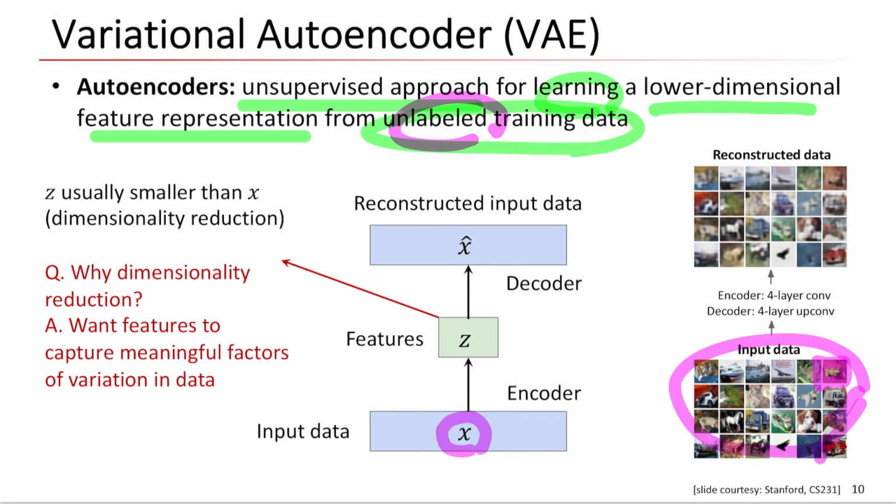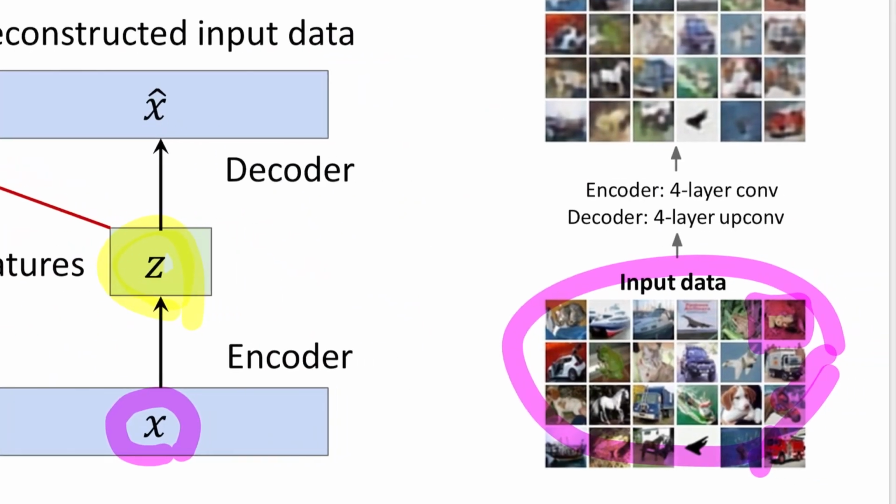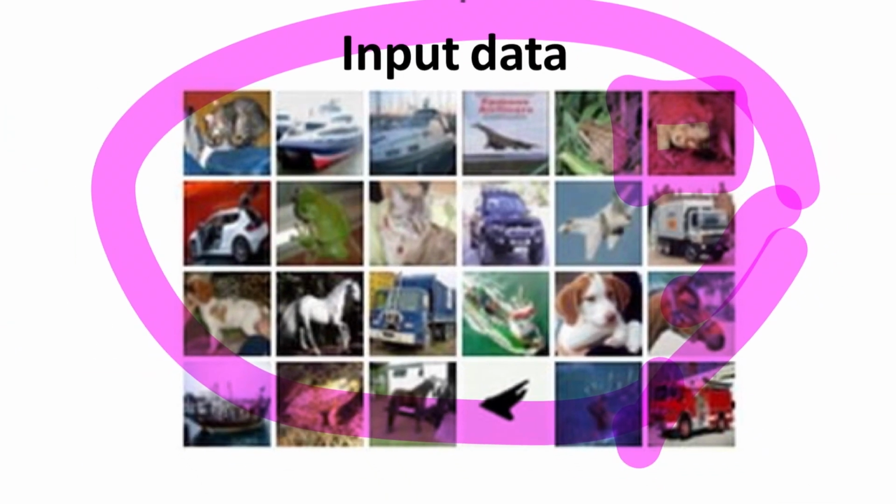In this case, let's think about the image case. There are so many kinds of input data, right? Then what we want to do is find out this feature represented by z. Generally, this z is smaller than the x, so this is the dimensionality reduction case. We want this z to capture the meaningful factors of variation in data. For example, there are several kinds of images here.